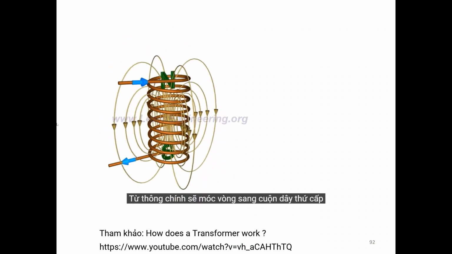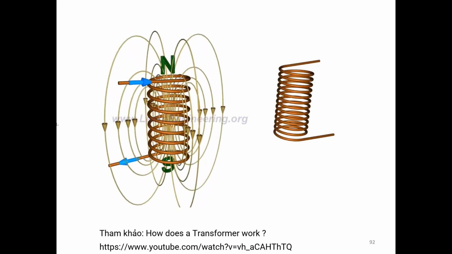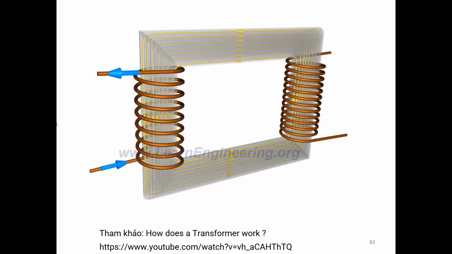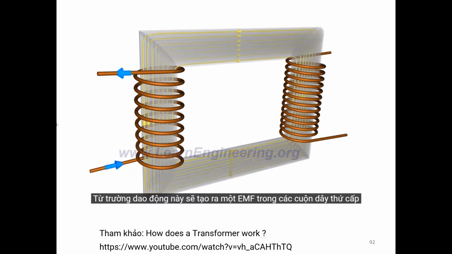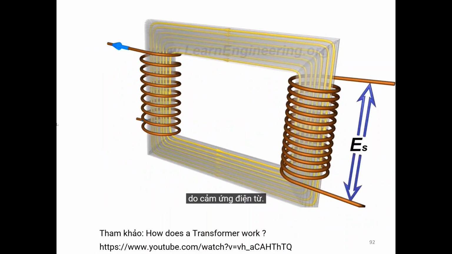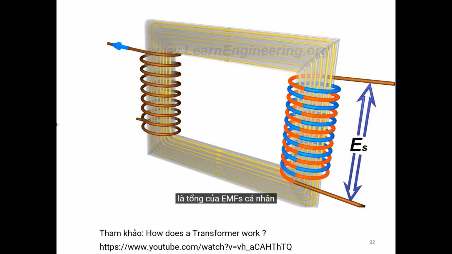This magnetic flux can be effectively linked to a secondary winding with the help of a core made up of ferromagnetic material. This fluctuating magnetic field will induce an EMF in the secondary coils due to electromagnetic induction. Since the turns are arranged in a series, the net EMF induced across the winding will be the sum of the individual EMFs induced in each turn.